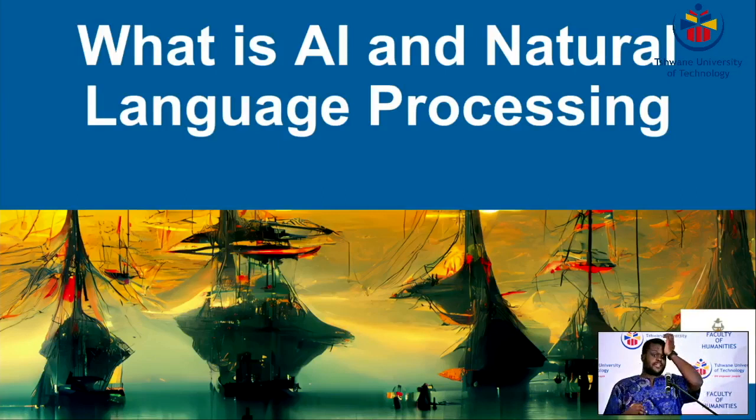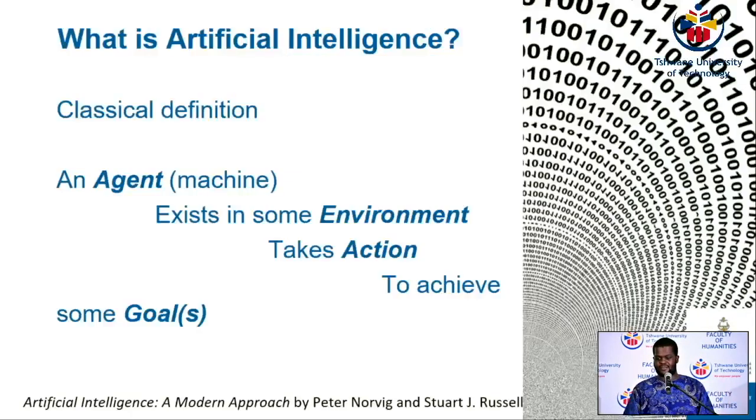But maybe I'm skipping ahead. Let's get to that joint understanding part. I'll explain a bit of what AI is, what natural language processing is, and then we'll take on this part of the journey. So one, what's artificial intelligence? You hear it a lot. First, a classical definition: it's an agent, it's a machine, it exists in some environment, it takes action to achieve some goal.